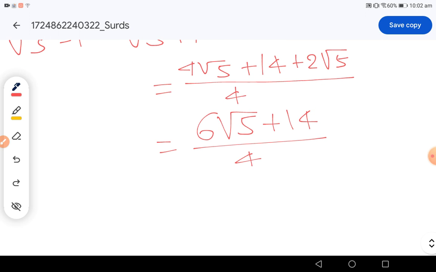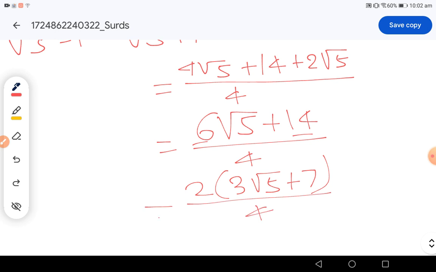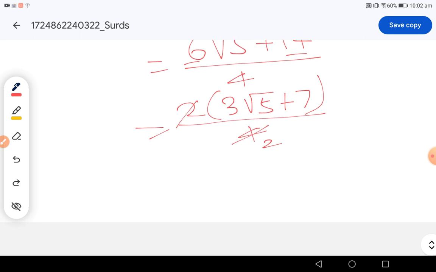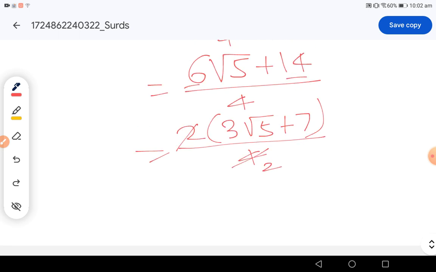So here and here take 2 common. 3 root 5 plus 7 by 4, 2 times 2, 4. So that is 3 root 5 plus 7 by 2. It's proved.